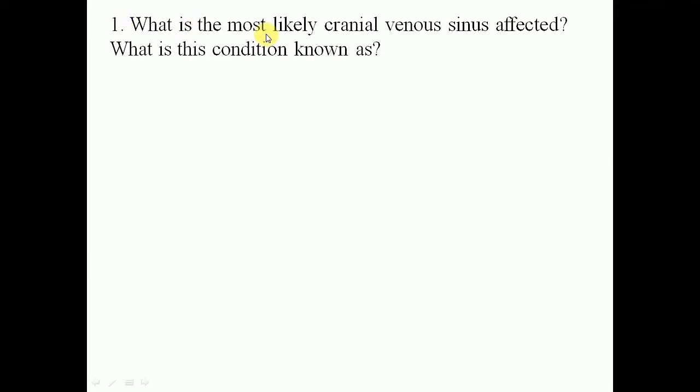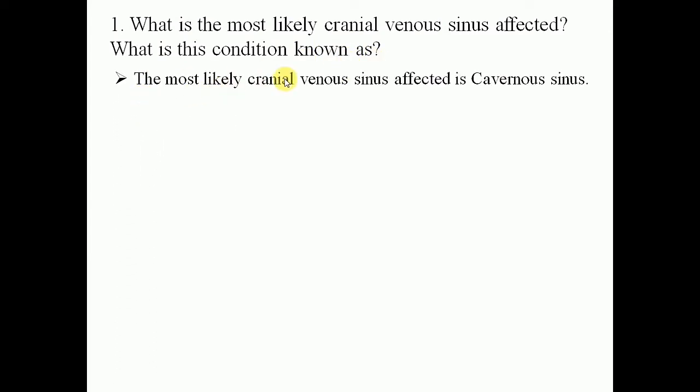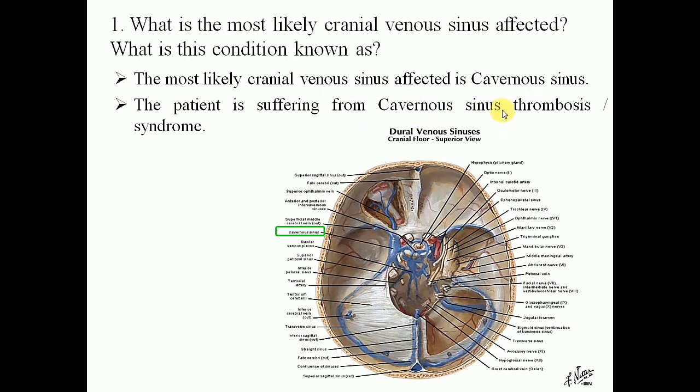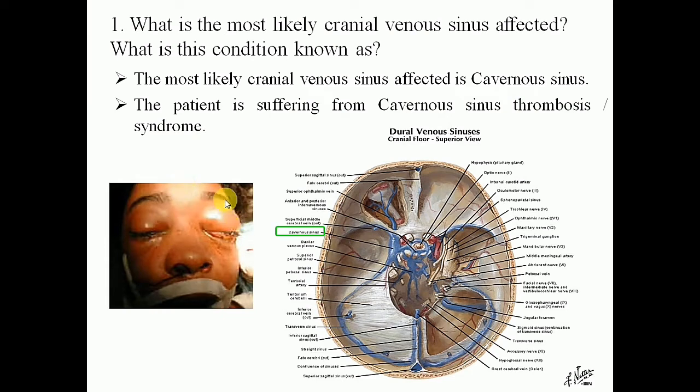So coming to question 1. What is the most likely cranial venous sinus affected? What is this condition known as? The most likely cranial venous sinus affected is the cavernous sinus. As we can see here, the cavernous sinus is a large venous space situated in the middle cranial fossa on either side of the body of sphenoid bone. The patient is suffering from cavernous sinus thrombosis or cavernous sinus syndrome, as we can see in this patient, who has periorbital edema, swelling.